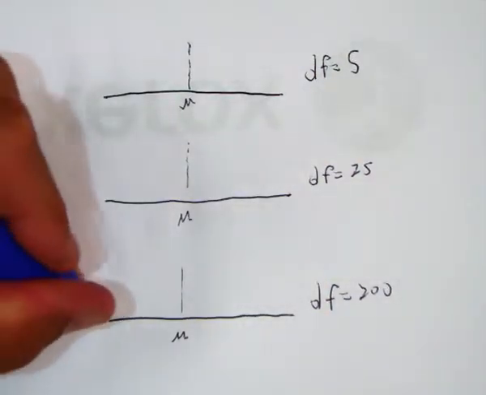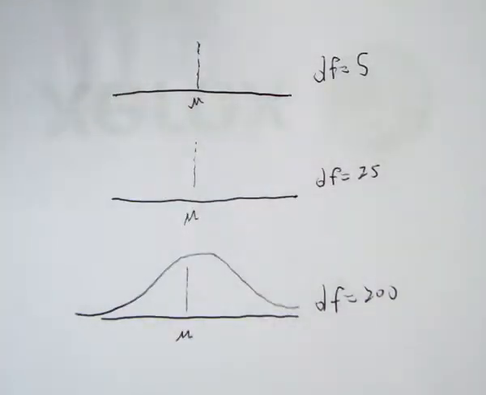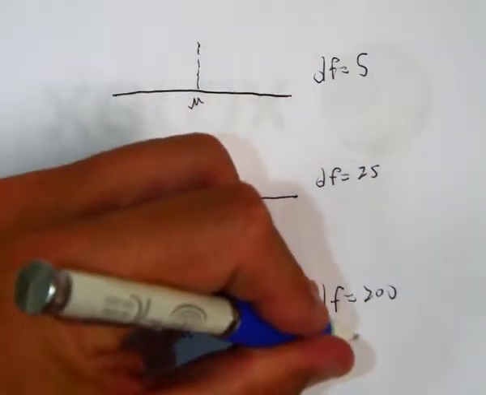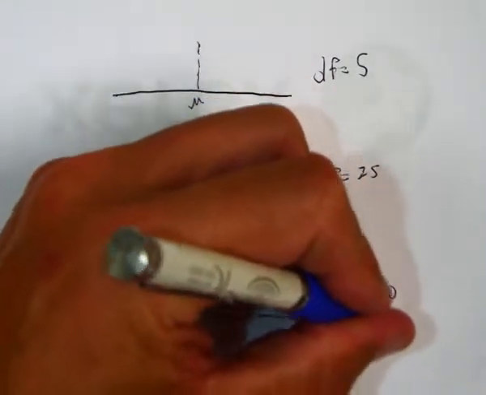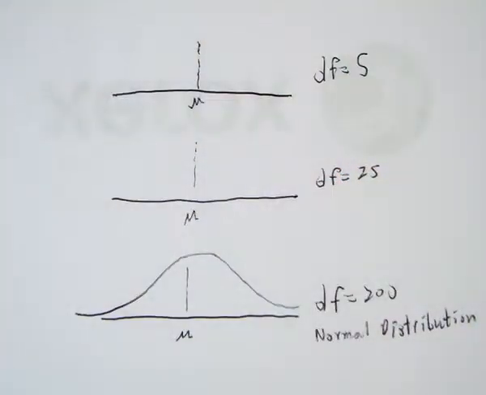The one with 200 degrees of freedom is going to have a high center and is not going to have as much variation. This will be approximately a normal model. So it will be like a normal distribution. When your sample size is high enough to get like 200 degrees of freedom, then your T distribution approaches a normal distribution.